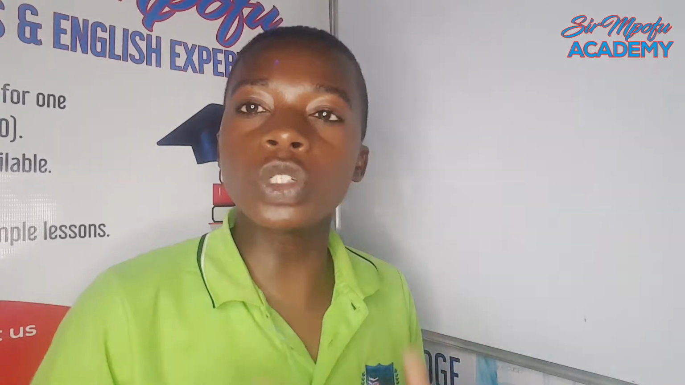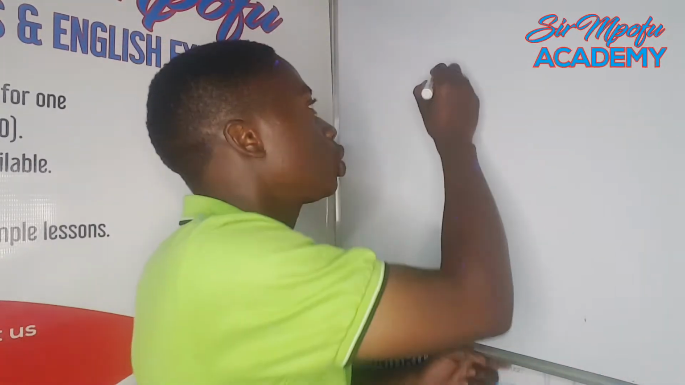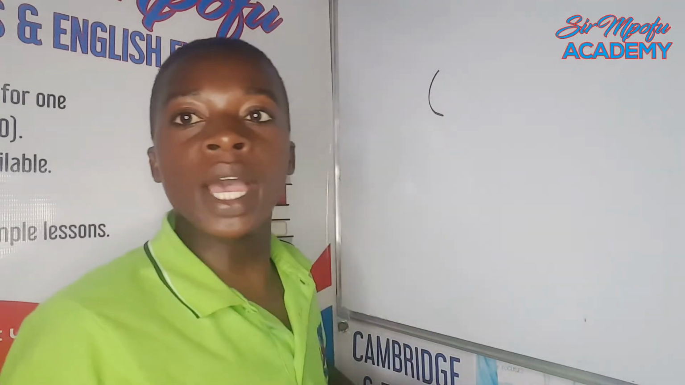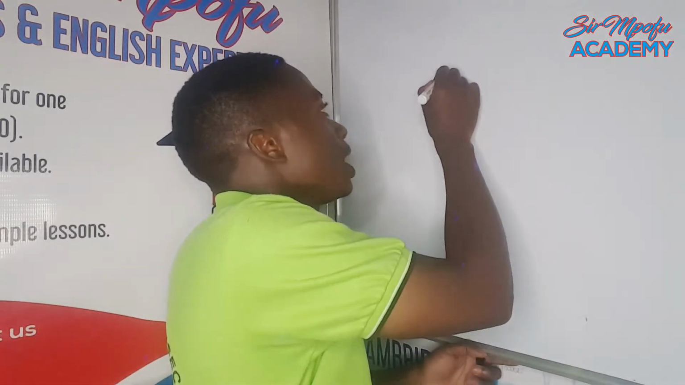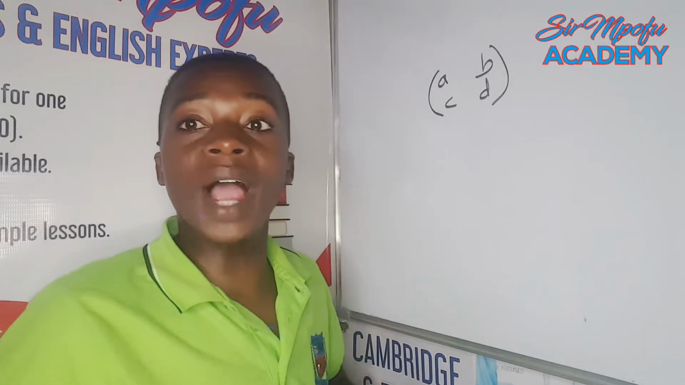In this lesson, I'm going to teach you how to find the inverse of a matrix. This is very simple and straightforward. You should just know this format. Let's say you have a 2 by 2 matrix, in this case A, B, C, and D. So this is how you find the inverse.